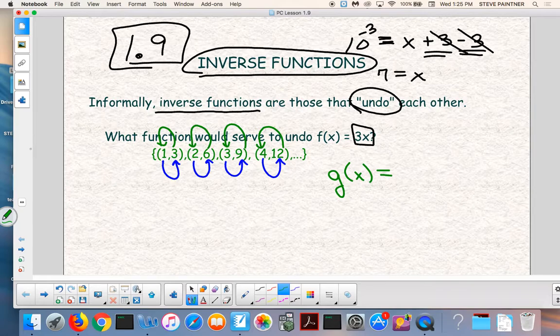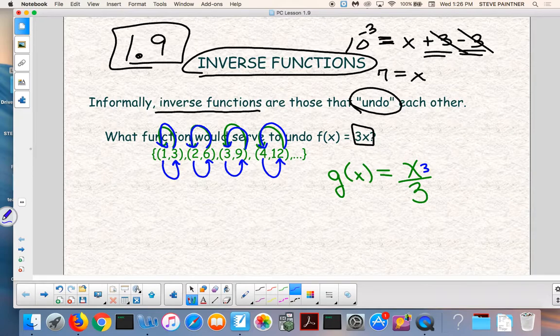3 times x. What undoes addition? Subtraction. What undoes multiplication? Division. Wouldn't I have to do this? Wouldn't I have to do that? Check it out. If you put 3 in, 3 right here, are you going to get it back to 1? Yeah. If you put 6 in, are you going to go back to 2? Yeah, 9 would go back to 3, 12 would go back to 4. This division undoes multiplication, right?